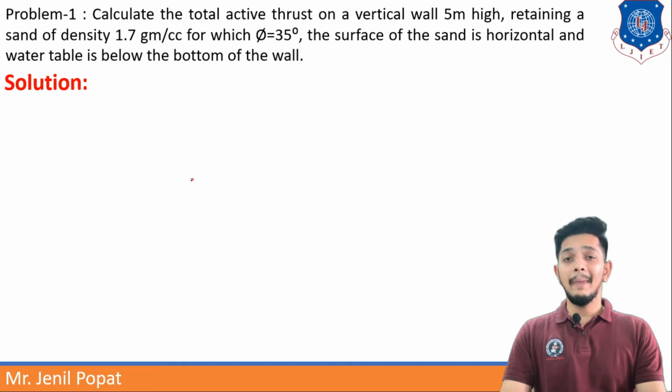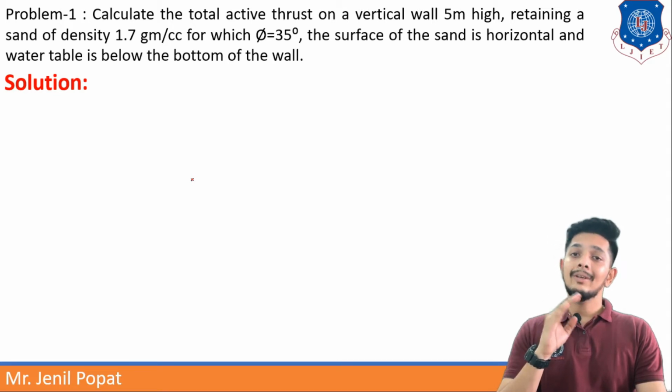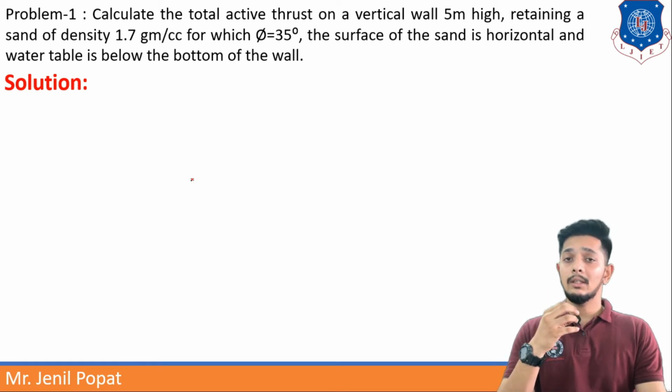So as the backfill is horizontal, there is no surcharge. First thing, and second thing is that the water table is below the bottom of the wall. So in the backfill there will be no moisture due to water table. So there is no submerged soil, right? So let us understand active earth pressure for this.